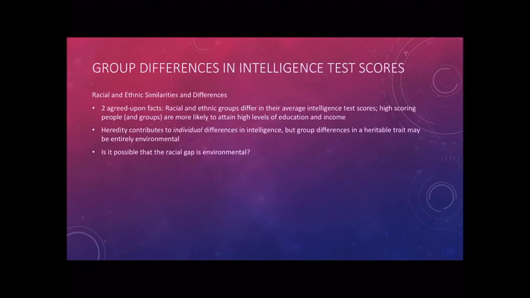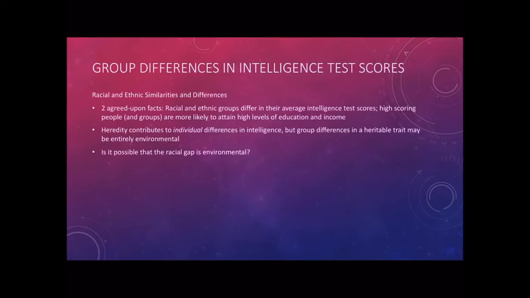Okay. So when we're talking about there being intelligence test score differences between racial and ethnic groups, there are a couple facts that everyone agrees upon. Number one, we all agree that, in fact, racial and ethnic groups do differ in their average intelligence test scores. And number two, high-scoring people are more likely to attain high levels of education and income. But the question is, why is there a difference between racial and ethnic groups? And that'll be the next section that we talk about. So I'll finish going through the rest of this first.